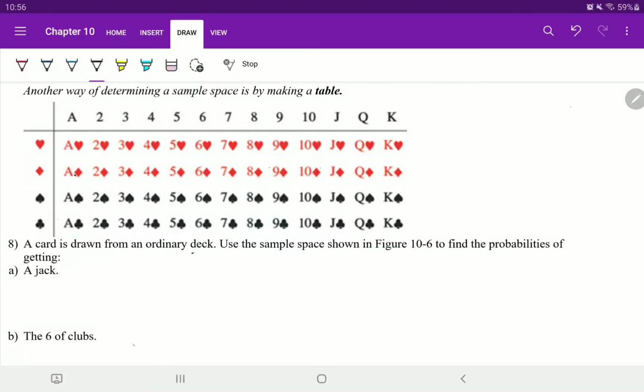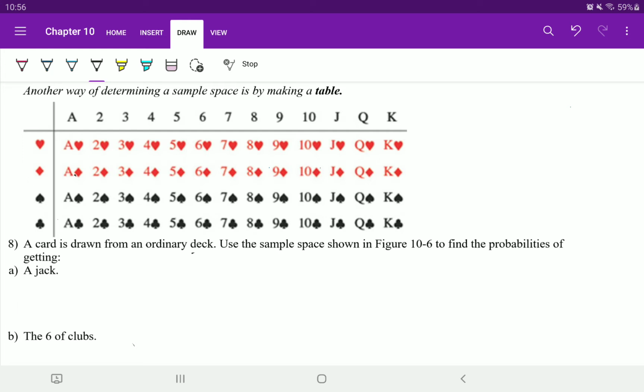Now, another way of determining a sample space is by making a table. And sometimes the tables are given to us, and then sometimes we have to make the table ourselves. So in this first video, when it comes to making a table, the table is given to us. But in the second example, as we will see in the next video, we have to create the table.